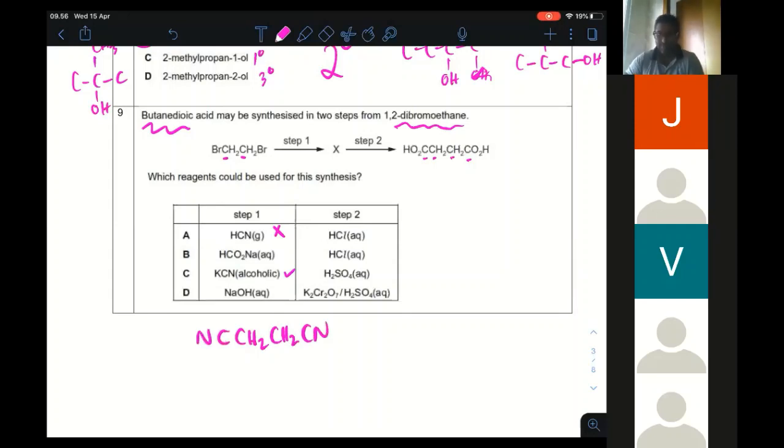and CN over there. The next step is reaction with dilute sulfuric acid, where they will react with H2O and H+ to give you the carboxylic acid. They change into carboxylic acid here and carboxylic acid over there. So the best answer over here is going to be C. This one is very important.